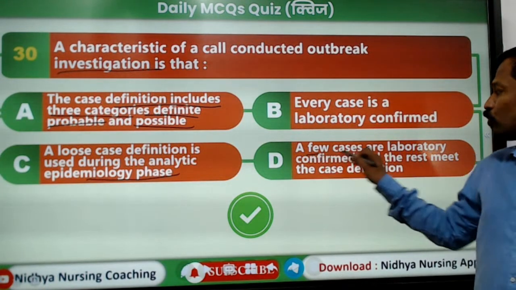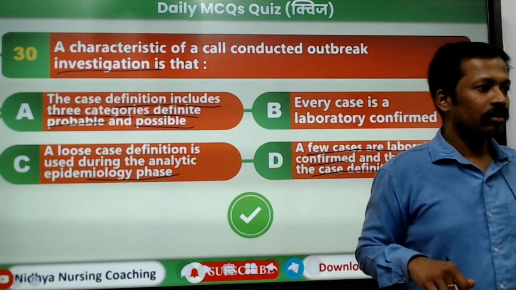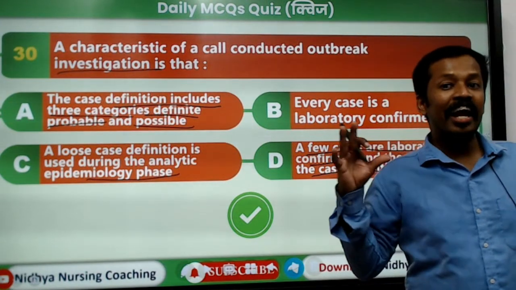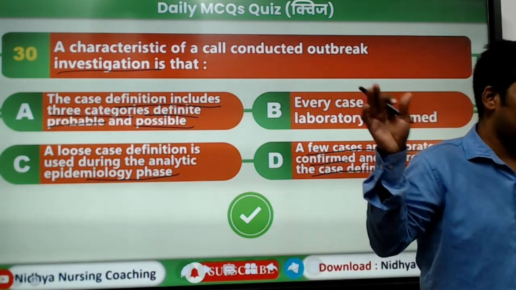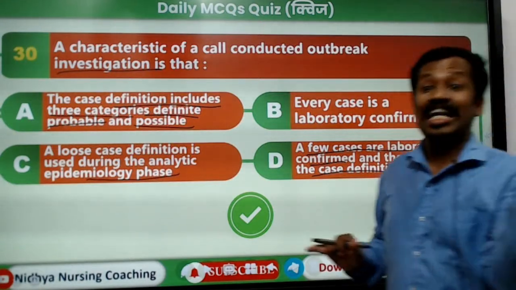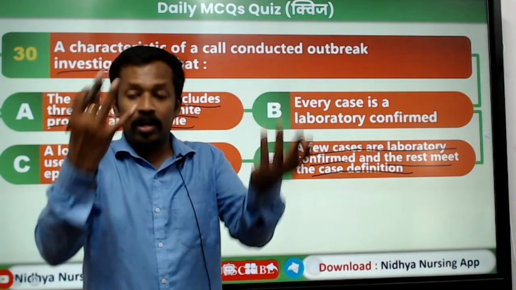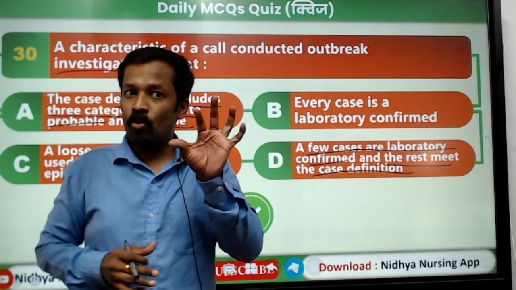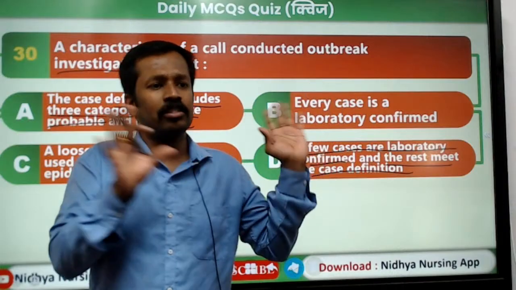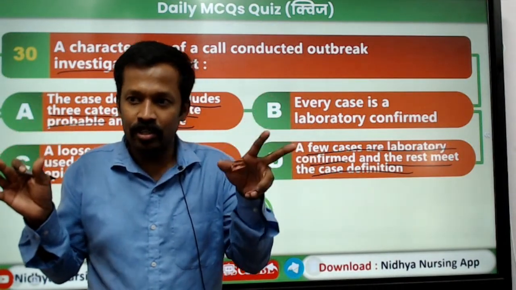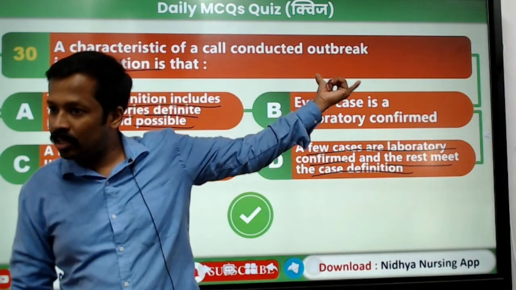And a few cases are laboratory confirmed and the rest of them meet the case definition. That we did only at the end of the phase, at the resolution phase, not at the outbreak phase. At the end of the stage, what did we do? Were there symptoms? We announced that those who are having these symptoms, just be careful, no need to worry, you have to do this and these things, that's it. We didn't do tests, but that is at the end stage, not at the active outbreak stage. Got it?